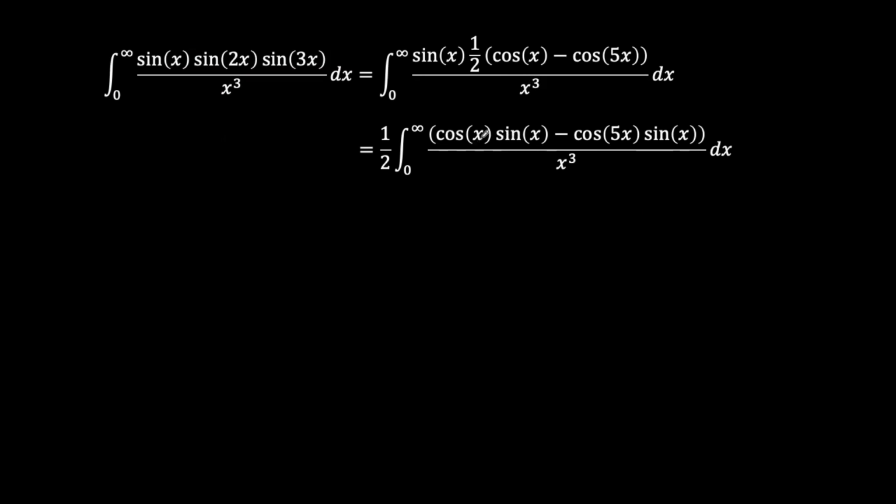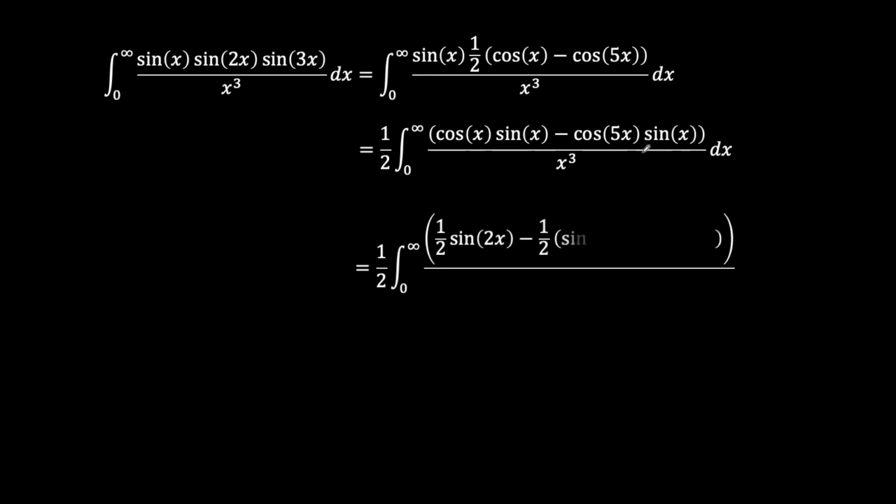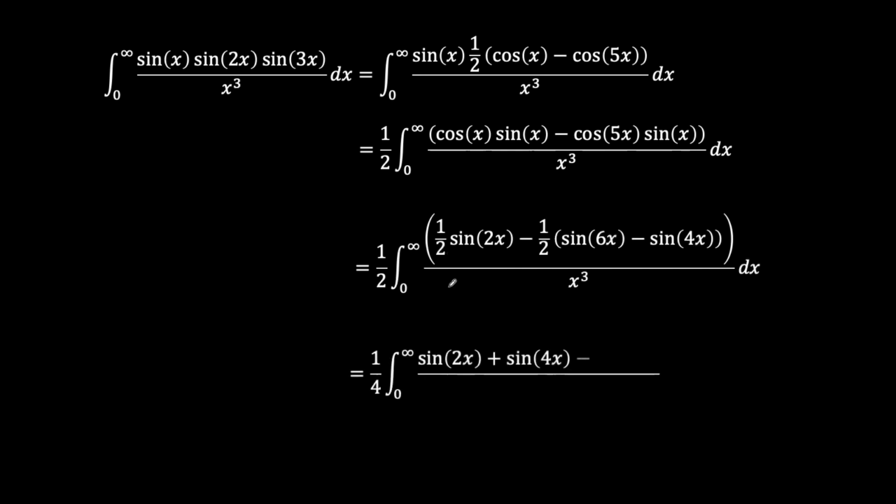Now this here is the same as, since sine 2x is the same as 2 sine x cosine x, this here is the same as half sine 2x. And then here, this is the same as the difference between sine 6x, the sum of this, and sine 4x, the difference of this. So pulling half out from here and here, we get a quarter. We have sine 2x plus this negative, and negative here makes this a positive. So we have sine 4x minus this sine 6x over x cubed.